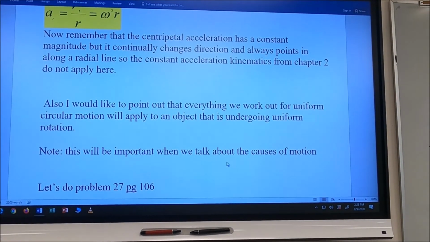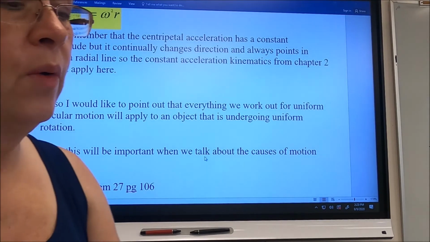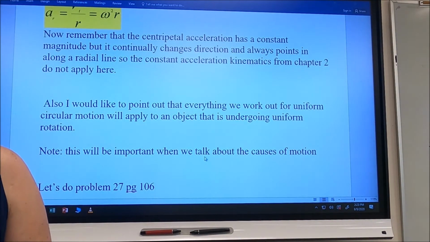Back at it. So, at this point, what we're going to do is look at some problems that deal with uniform circular motion and objects undergoing uniform circular motion. So the first problem we're going to look at is problem 27.